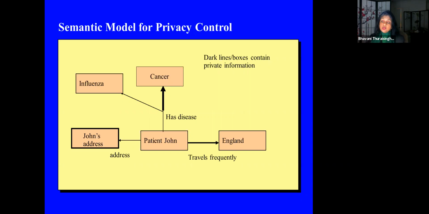Nevertheless, some people said that you want to do your design, especially since we are assuming that the data is not changing often. If that's the case, you want to design your application and then see whether there are any privacy violations. So for instance, a dark line and boxes are private information. For instance, patient John: we know that he has an address, but we don't want to give out the address. And he's traveling frequently to England. This is sort of a semi-dark line. You don't want to tell everyone that he's traveling, but you know that there's a country called England.